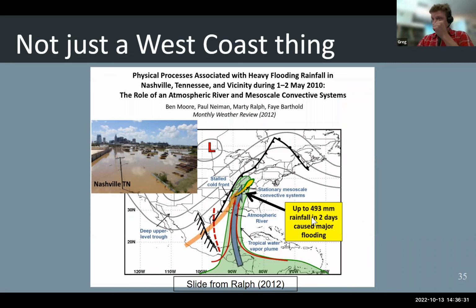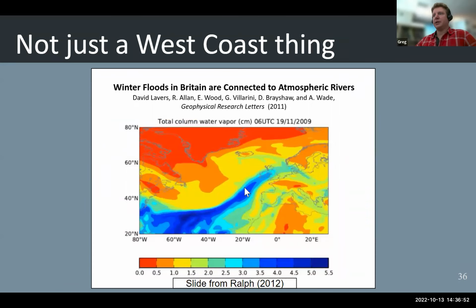Here are some examples of non-West Coast ARs. The ARs that originate over the Gulf of Mexico and impact the Appalachians are something that people are currently studying. I think some of the people at the Center for Western Weather and Water Extremes are studying that currently. And then this is an example of an atmospheric river impacting the UK.